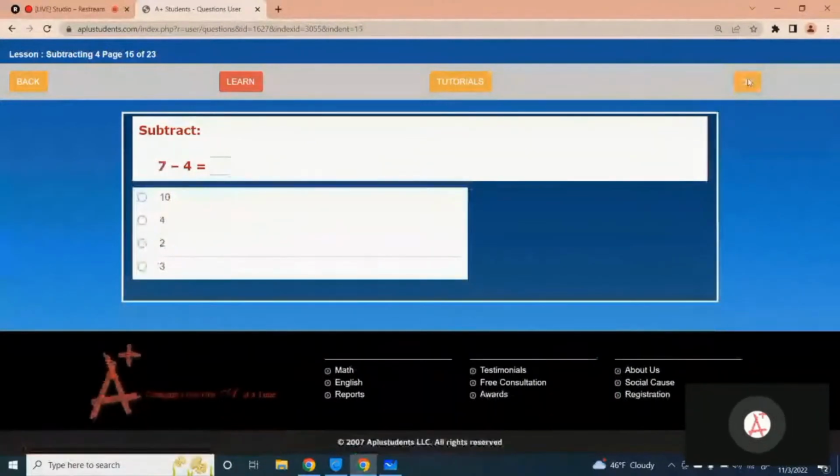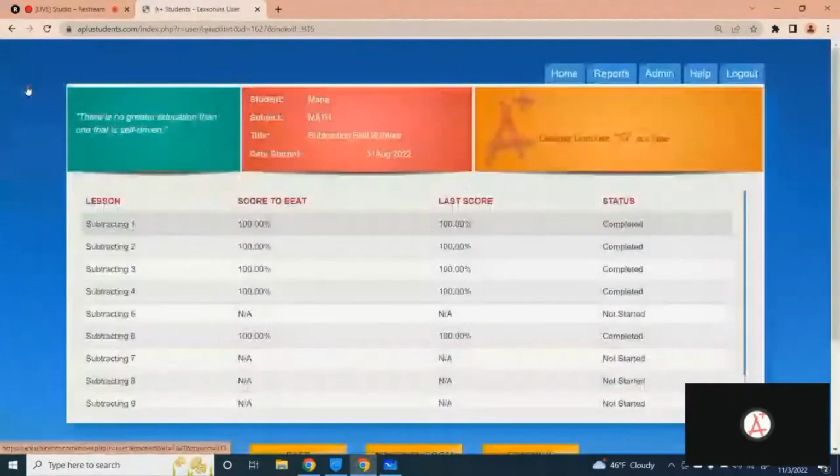Okay, you can complete the test by yourself later today. So we have done 3 of the topics today. They are subtracting 2, subtracting 3, and subtracting 4. Please make sure you complete all the test questions before the next session.